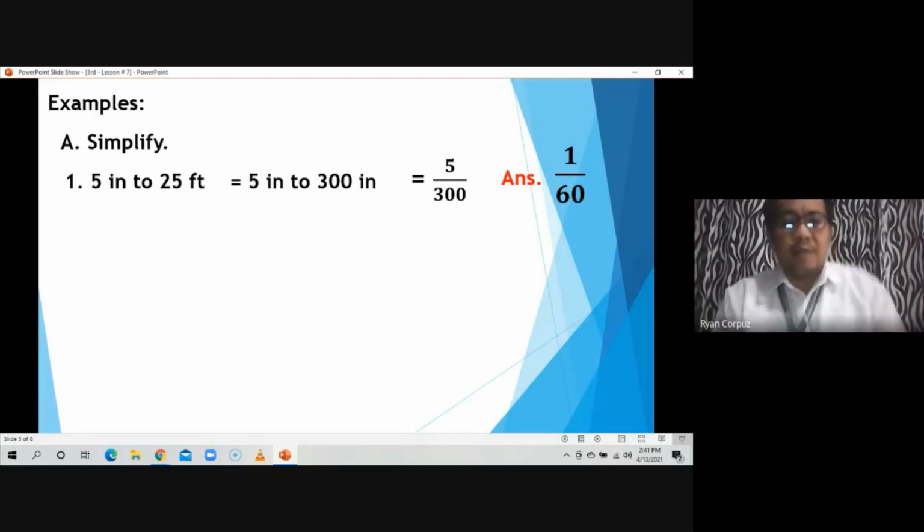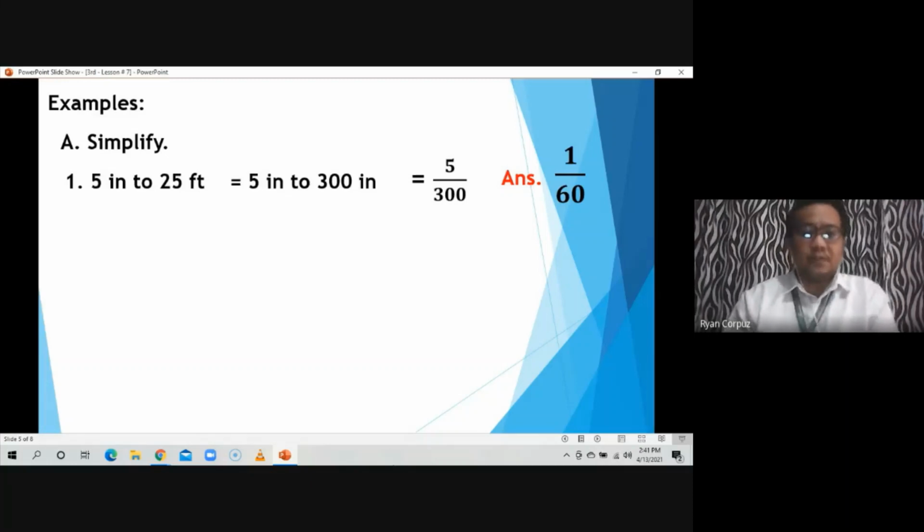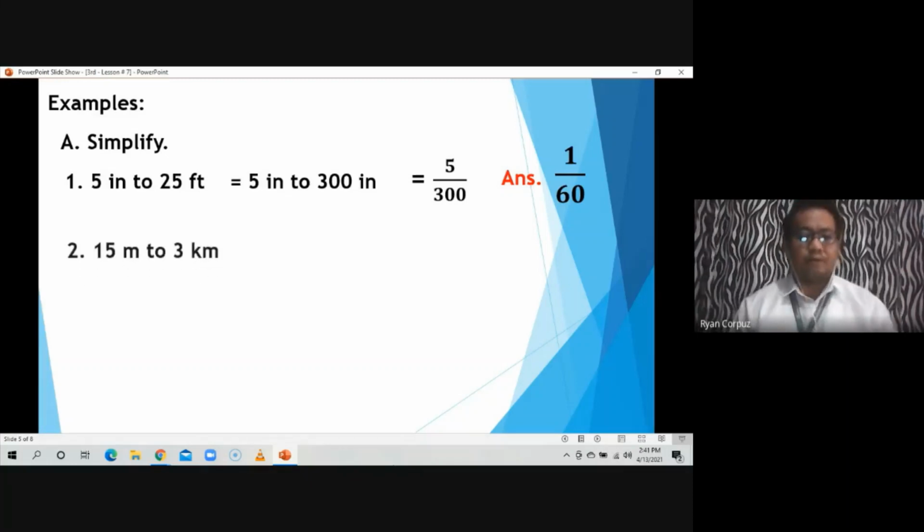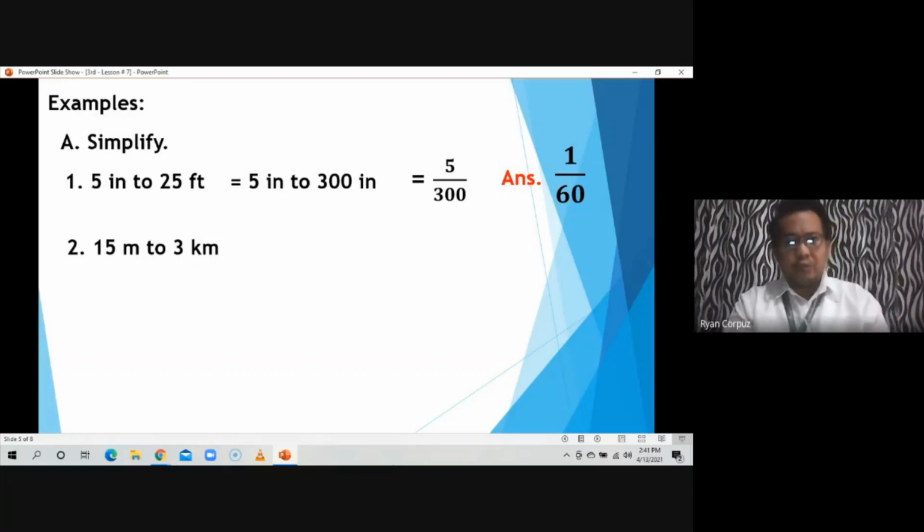So did you get example number 1? So if not yet, let's have another example. Let's have example number 2. Example number 2, we do have 15 meters to 3 kilometers. So 15 meters to 3 kilometers. Paano ba natin i-simplify yan? Again, as you can see, they do have different unit of measurement. Di ba? So you just have to apply what we have applied on example number 1 also.